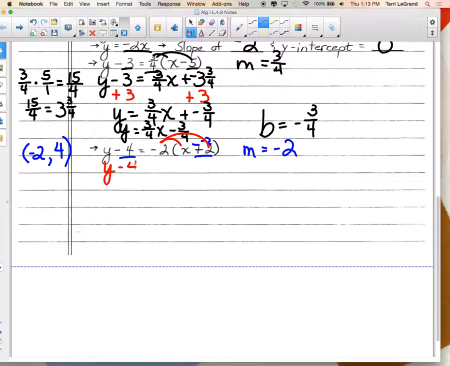y take away 4 equals negative 2x plus negative 2 times a positive 2 is a negative 4, right? All right. Now we're going to do what? Add 4 to both sides to get that y alone. And the slope-intercept form for that equation is? y equals negative 2x. These guys cancel each other out. What's our b value?